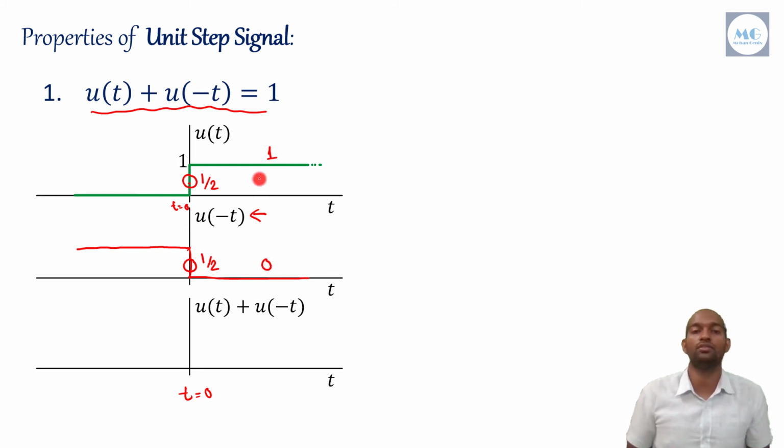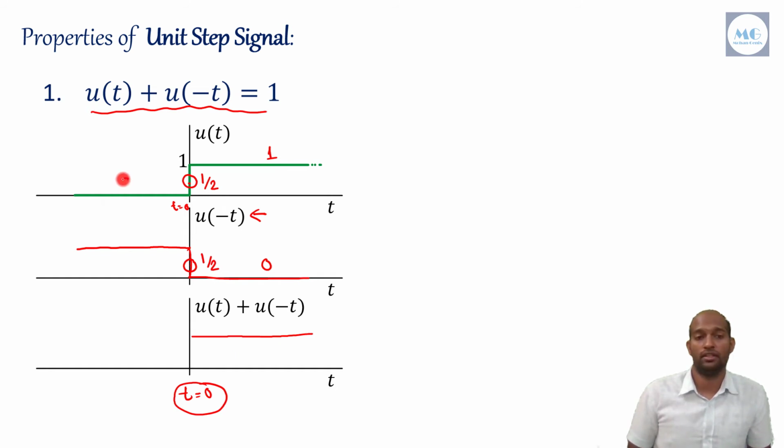That means 0 plus 1 will become 1. I am leaving this part for t is equal to 0. I am just drawing. Let's consider it as for t greater than 0. Its value will be 1. Similar to this, the other side is also the same. Value of u of t for t less than 0 is 0, and for u of minus t it is 1. So it will become 0 plus 1, which will become 1.